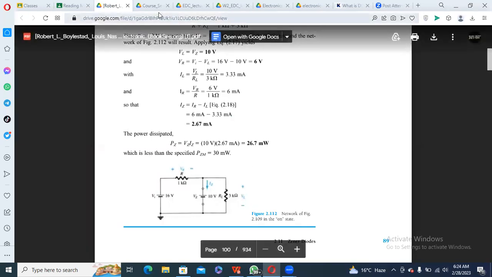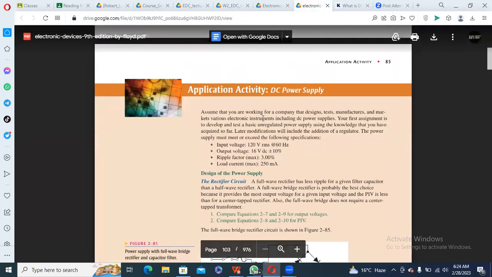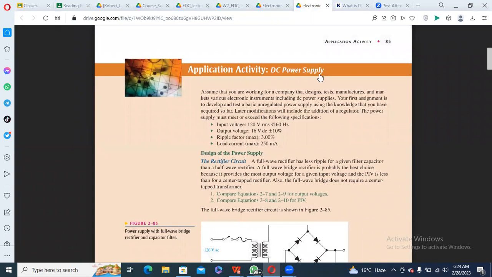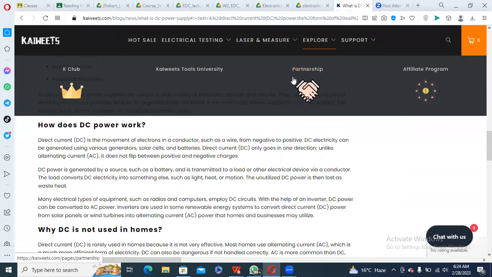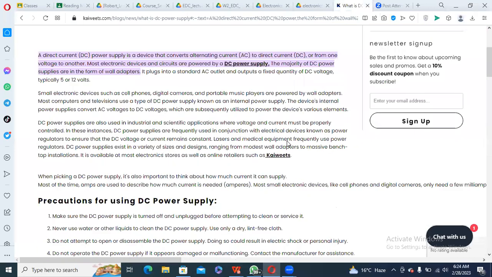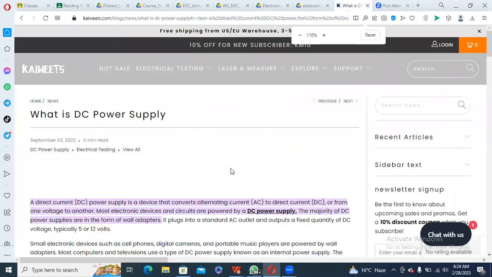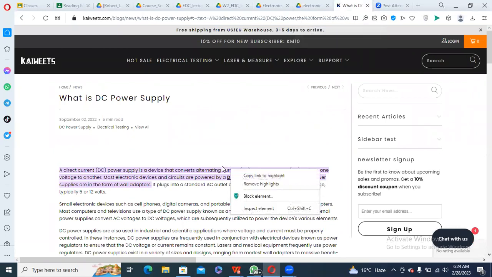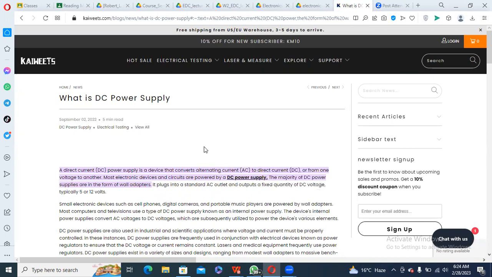Again, we have to do something on the DC power supply. For this, we have to know what a DC power supply is. What I got is that a DC power supply is a direct current power supply, a device that converts AC, which is alternating current, to direct current, or from one voltage to another. Most of the electronic devices and circuits are powered by a DC power supply.